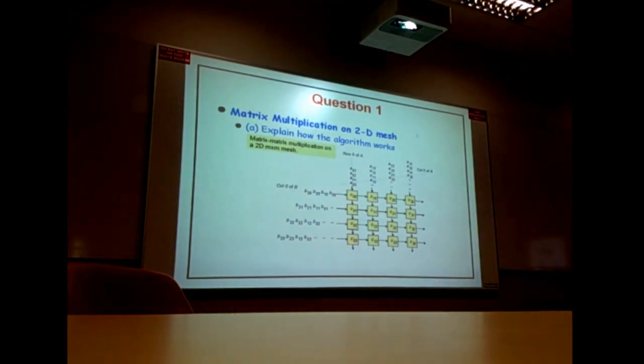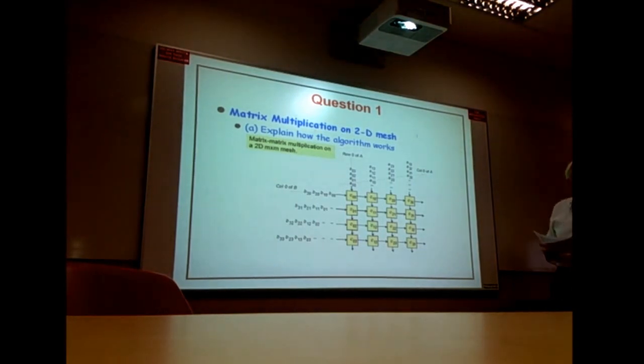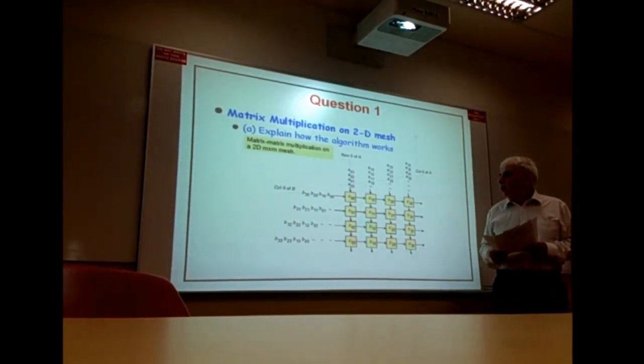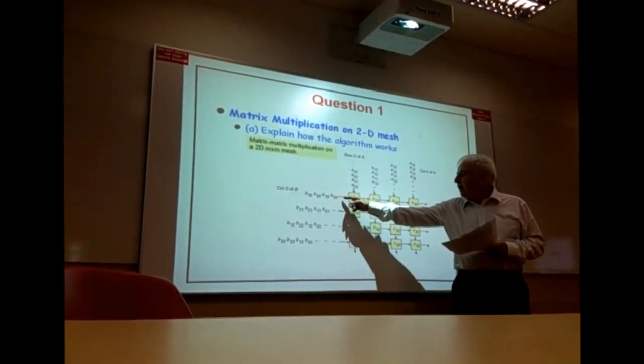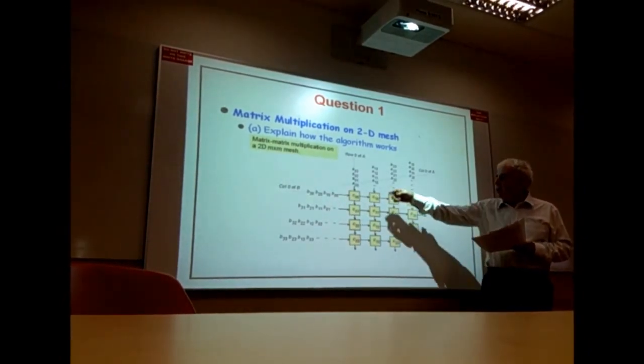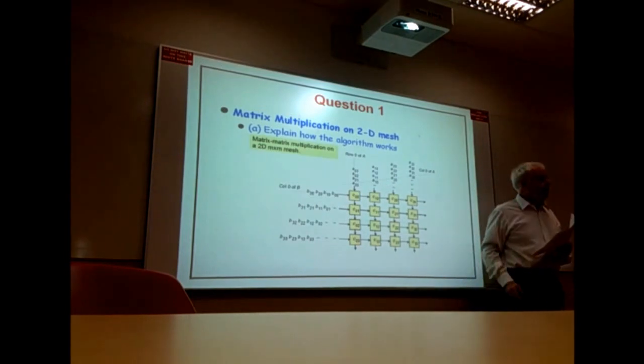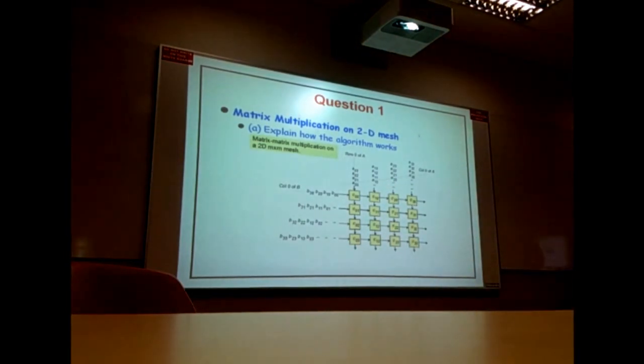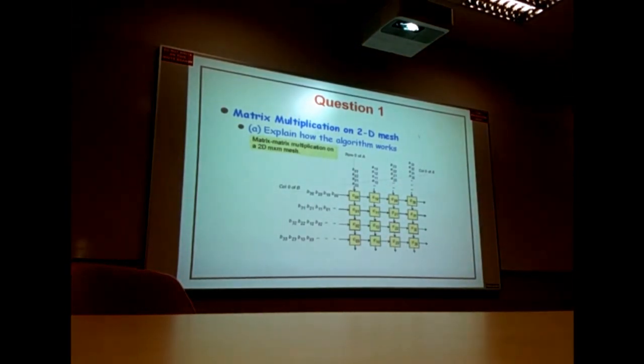So if you look carefully at this diagram, it's a little bit like a pipeline. You can think of each row of the mesh being a pipeline and each column of the mesh being a pipeline. So it's a sort of two-dimensional pipeline.